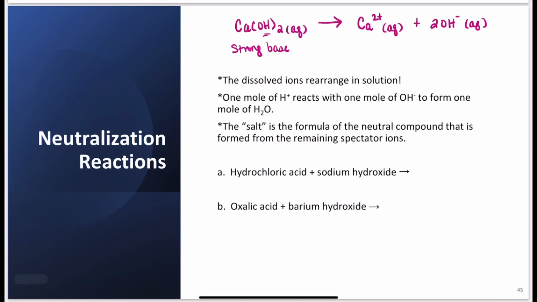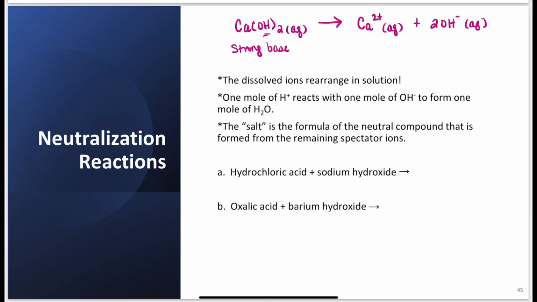So neutralization reactions. The dissolved ions are going to rearrange in solution. 1 mole of H plus reacts with 1 mole of hydroxide to form 1 mole of water. The salt is the formula of the neutral compound that's formed from the remaining spectator ions. In solution, they exist as ions. If I remove all the water, remove all your solvent, they're going to form salt. So let's talk through the first problem, and then we'll do the second one as well.